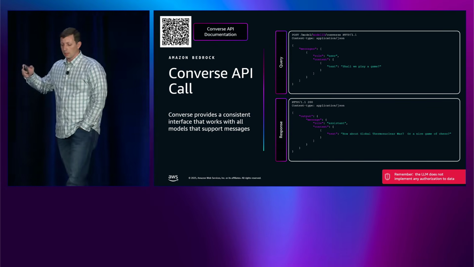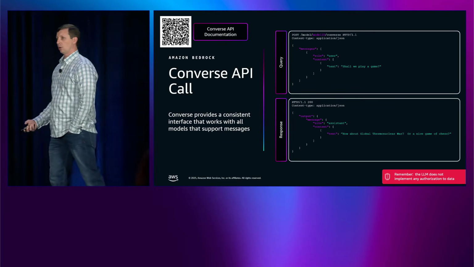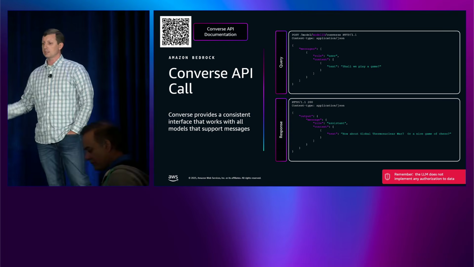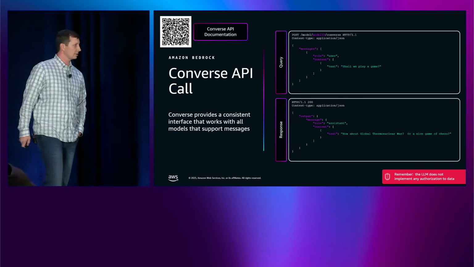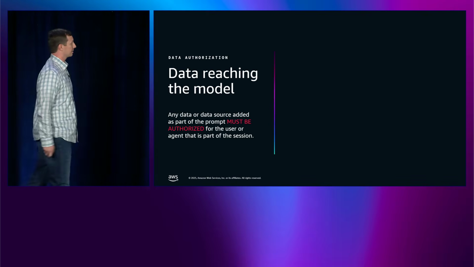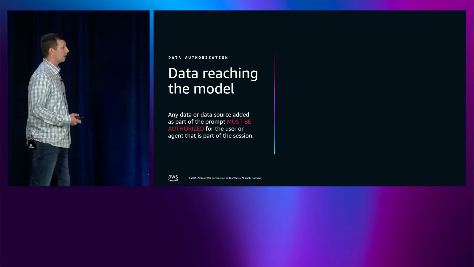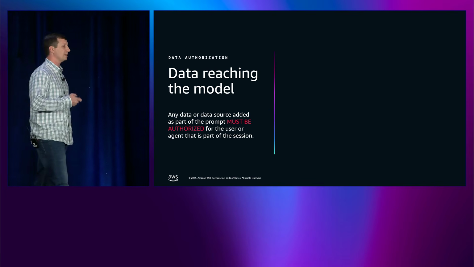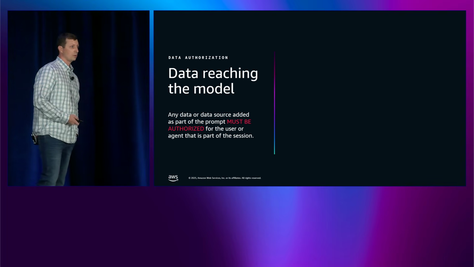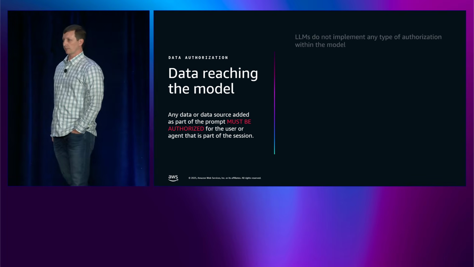But remember, it doesn't implement anything with authorization. All it's doing is just predicting that next token depending on what the context is when you're adding stuff into the API. And so this gets into one of the biggest points that we'll make in this presentation, and it's about data reaching the model. Because the LLM doesn't implement anything with data authorization or identity, anything that you send to the model, either the user or the agent needs to be authorized for that.